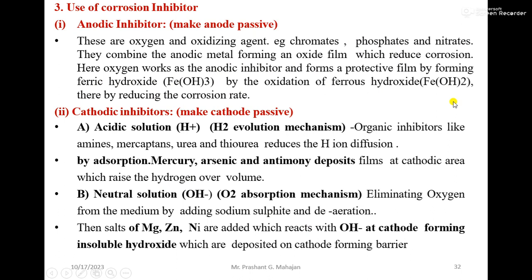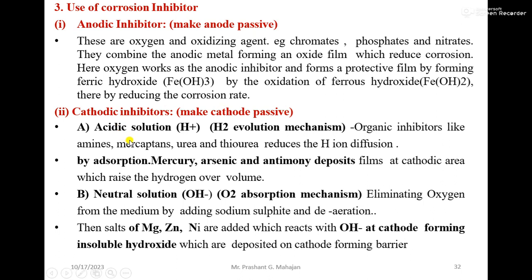That ferrous hydroxide will make that electrode passive. That means there will be no reaction at the anode. So that is the role of the anodic inhibitor. That means the anode becomes passive. And second is the cathodic inhibitor. That means we have to make the cathode passive or we have to make the electrolyte neutral.